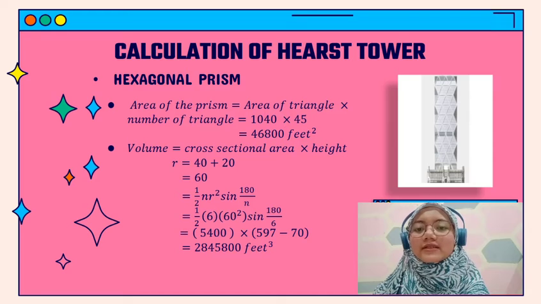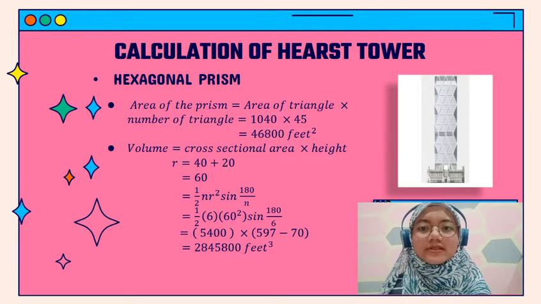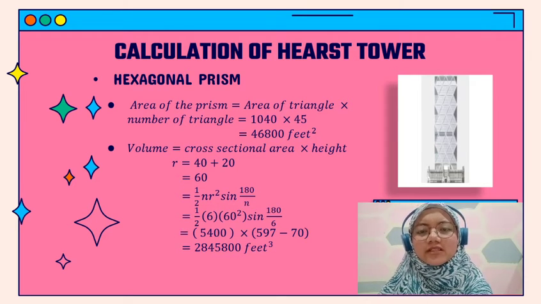The area of the hexagonal prism is area of triangle times number of triangles, which is 1040 feet times 45 feet, equal to 46800 square feet. The formula of volume of this shape is cross-sectional area times height.